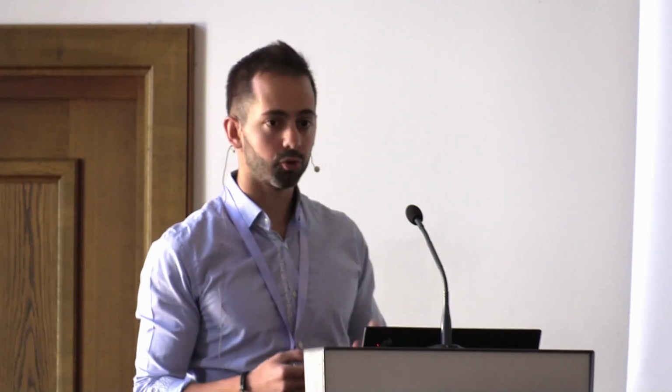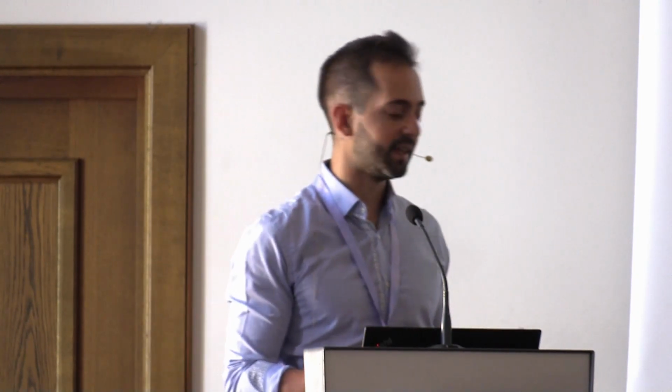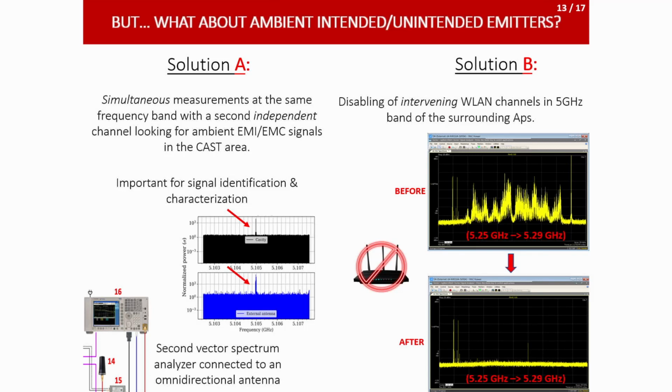So we had to take 2 steps basically to mitigate this issue. The first step, I will start with solution B here, is to basically deactivate any intervening things emitting in the area like the W line. You can see here how the spectrum looked before and after the disabling. And then the second solution was to introduce a second measuring channel, a second spectrum analyzer connected to an external antenna, which was outside the cryostat, looking simultaneously for these signals.